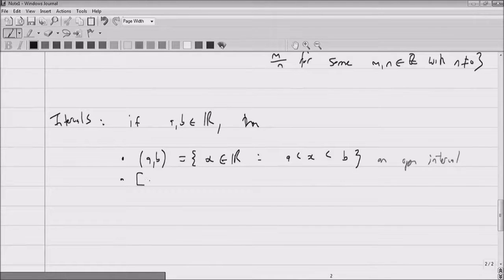And then you can have these things that look like this as well. So this is the set of all x in R such that A is less than or equal to x is less than B, and so on and so forth. I'm not going to write them all down; they're in the book. Whenever you have a square bracket, it means less than or equal to. And whenever you have a round bracket, it means strictly less than.